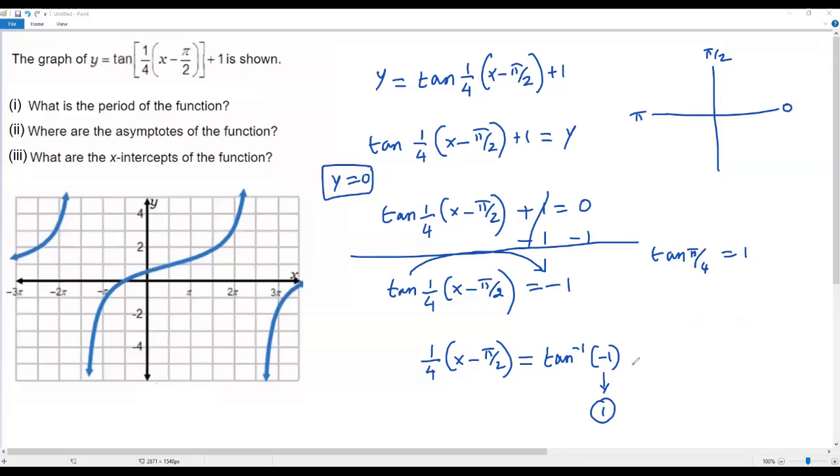But here it's not a positive one. So what do we have? We have -1. So we can have an angle measure in the second quadrant, because in the second quadrant the tangent is negative according to the concept ASTC.